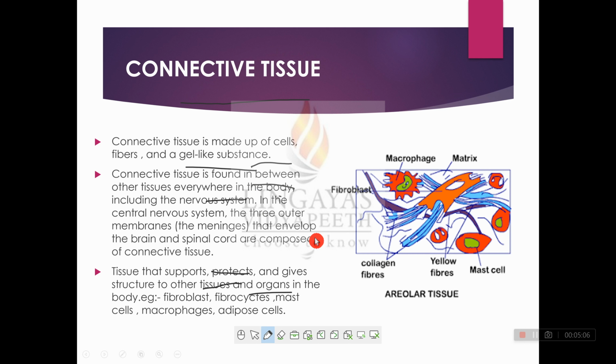Alright, what is the function of connective tissue? Connective tissue binds the body parts or the organs of the body together and functions in protection, providing support to other tissues and organs in the body, and integration of the body parts. Here you can see an example of connective tissue, areolar tissue. It is made up of collagen fibers, yellow fibers and cells and a gel-like substance, fibroblasts. So this is the structure of areolar tissue.